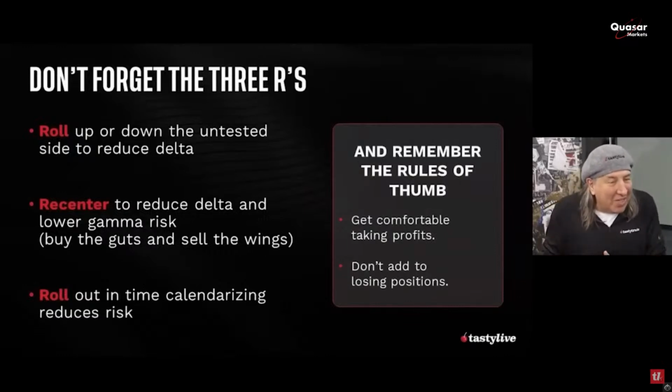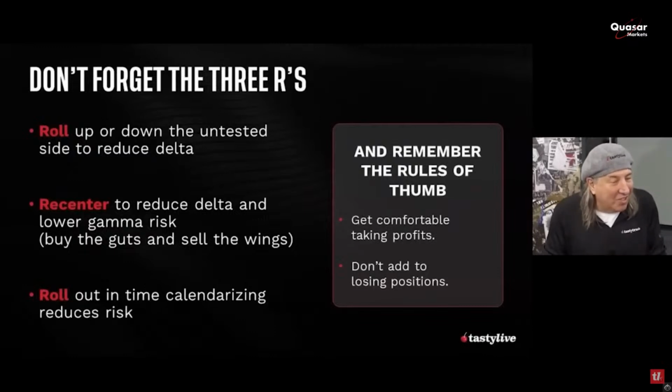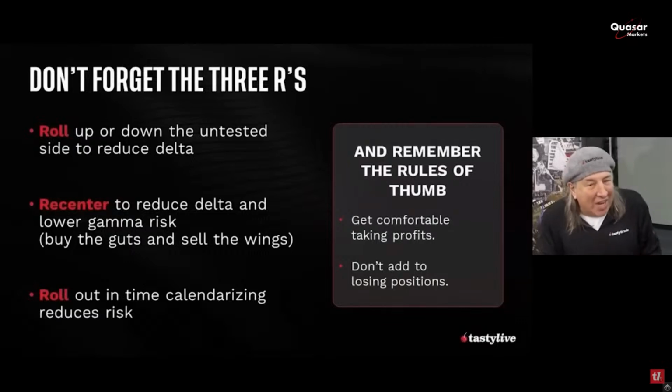You roll up or down the untested side, you recenter with one click, buy the guts and sell the wings, or you roll out in time. We call that calendarizing the trade. So you move the trade out to the next cycle. In the futures world, we call it moving it to the active month. In the listed world, we call it calendarizing the trade. That reduces your risk by about 30%. Calendarizing a trade reduces risk by 30%. So again, the 3 R's: rolling up or down the untested side, recentering, and then rolling out in time.